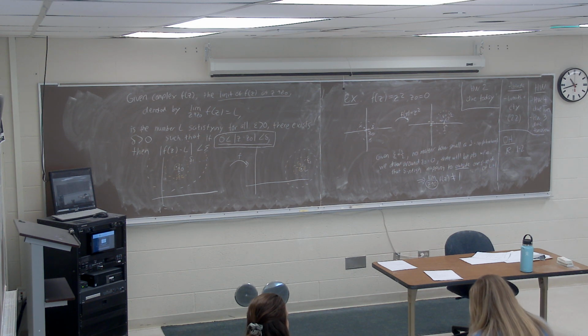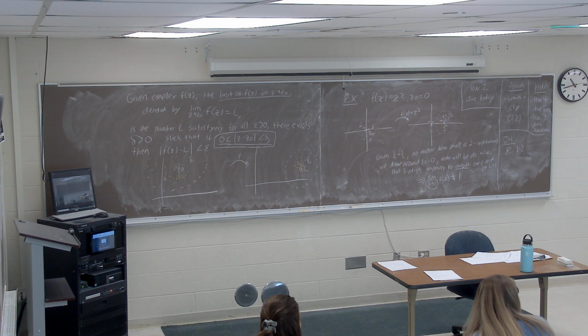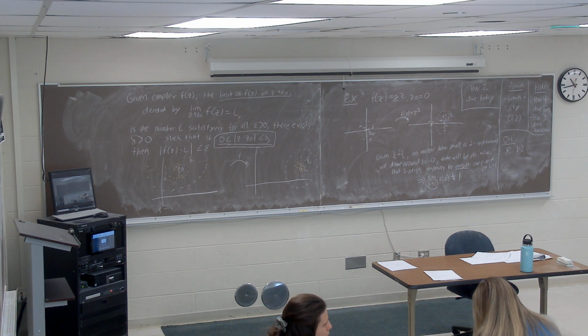Another way we could think about it is if we had done something like this. F of z equals 1 if z is not equal to 0, 100 if z is equal to 0. So that would be a function where all these points close to 0 would map to 1 exactly. 0 itself maps way over here. But you could still say that the limit would be 1 as z approaches 0, because we just need every point in our delta neighborhood of 0, other than 0 itself, to map to within our epsilon neighborhood of 1.